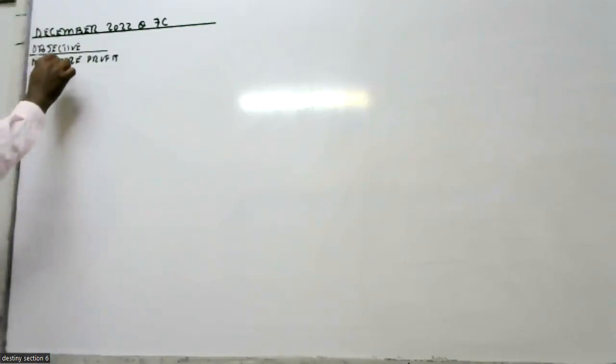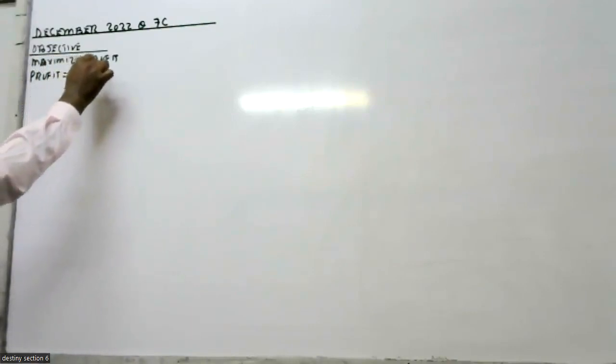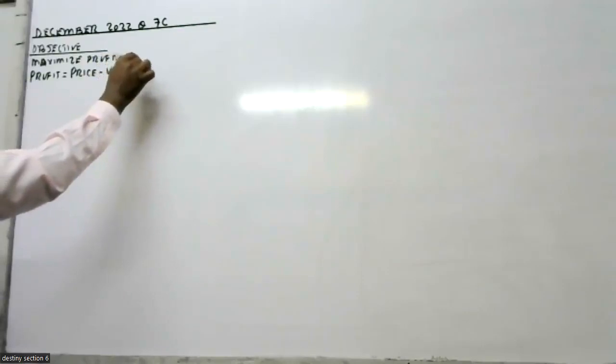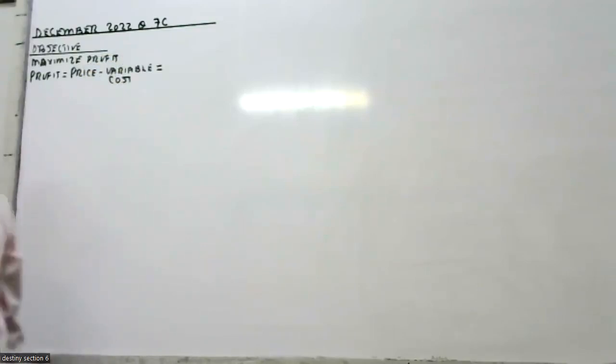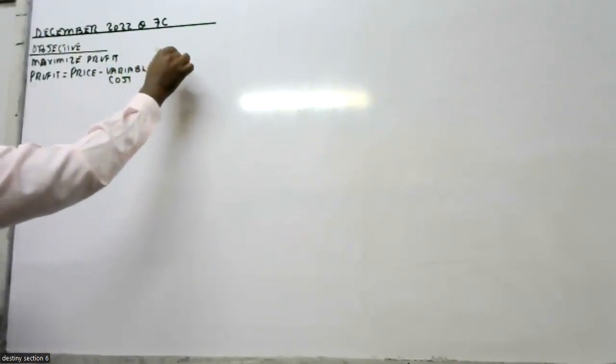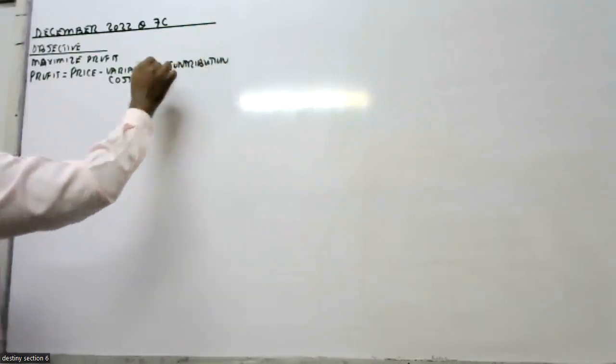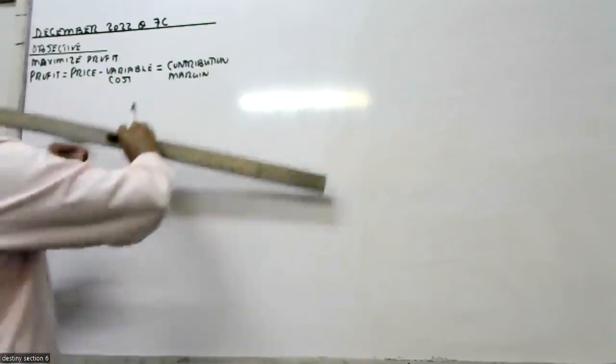To maximize profits. And when we talk about profit, we know it is the revenue or price minus variable costs. When you are in decision making, we call this payoff. But when you are in linear programming, this is called contribution margin. So when we talk about profit, we are talking about price minus variable cost, which is called contribution margin.